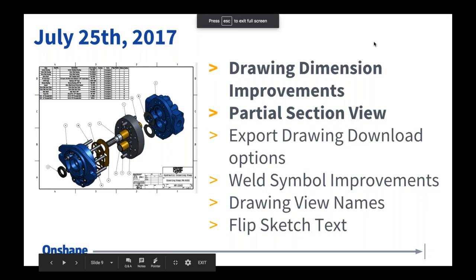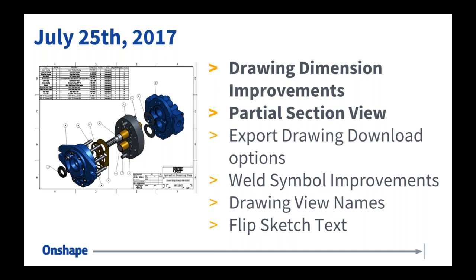So this was the most recent update, and really the focus for this update was drawings. And I think drawings were a big part of this list of improvements. The biggest improvement, I would say, is the drawing dimension improvements. So in Onshape drawings, you no longer have to choose what dimension type that you want first.